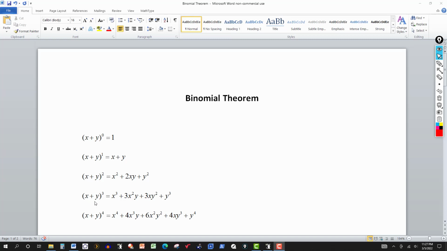Also note that the first term of the expansion is always the first term taken to whatever power you're dealing with. So x to the third gives me the first term. The last term is always the second term taken to that power. So in this case, y to the third. So again, emphasize, if it's to the nth power, the number of terms on the right is one more than that, or n plus 1.